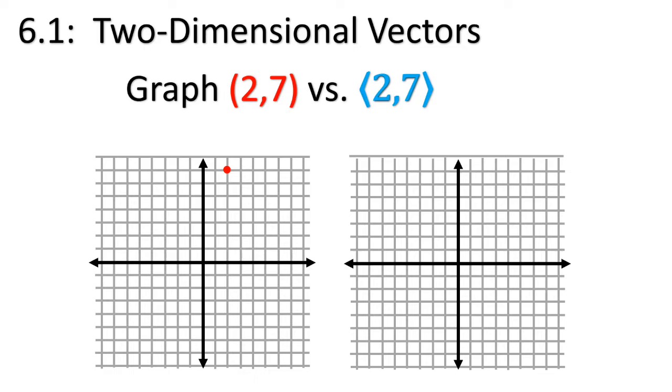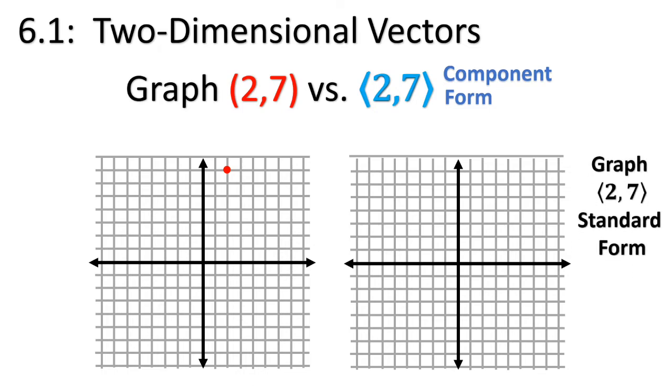Graphing the coordinate (2, 7) is unique. In other words, there is only one way to plot the point (2, 7). Let's look at vector ⟨2, 7⟩. First of all, the notation used here for vector ⟨2, 7⟩ is called component form. The graph of a vector is not unique. But let's begin by graphing vector ⟨2, 7⟩ in standard form.